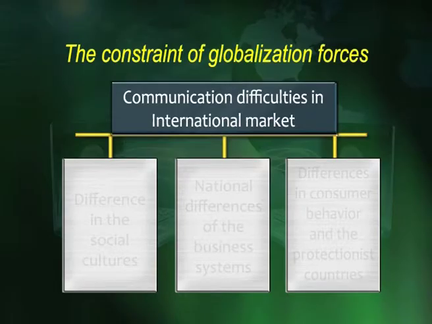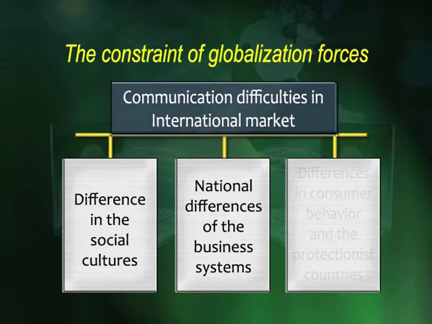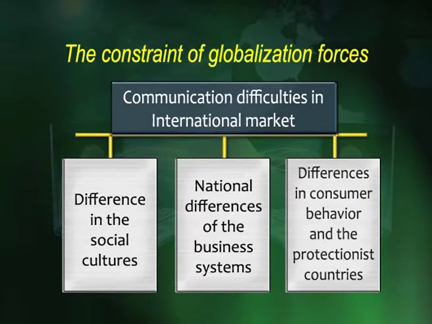Let's see the constraints of the globalization forces working in the international markets where communication becomes difficult. We have shown you in these diagrams. First is the difference in the social cultures, the differences in the national business systems, the differences in consumer behavior and the protectionist counter trends which happen in most of the global markets.